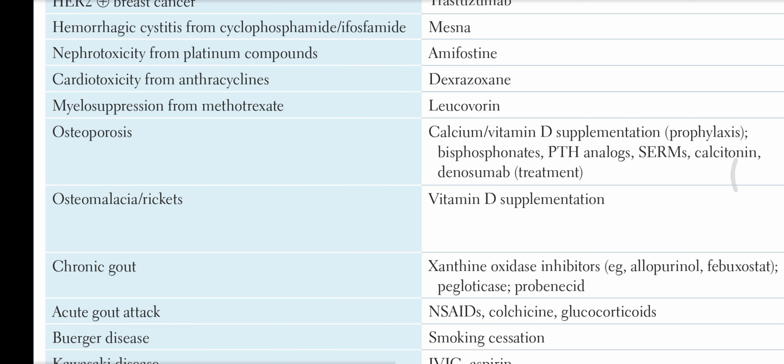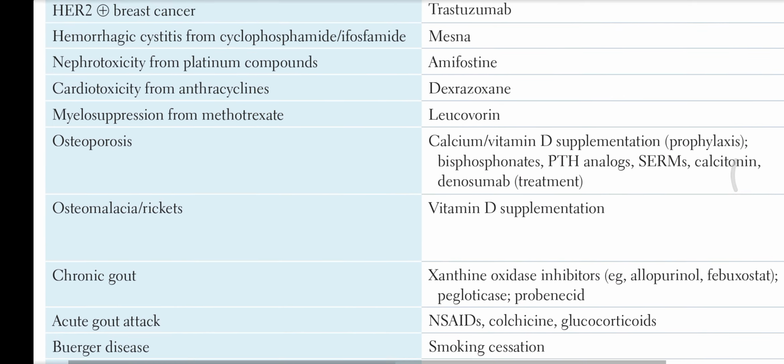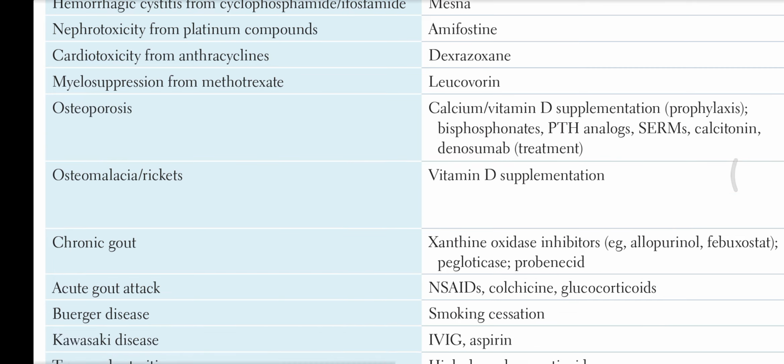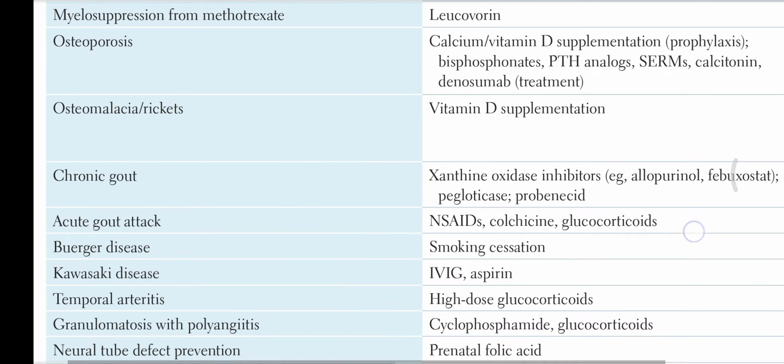Osteoporosis: calcium and vitamin D supplementation is given as prophylaxis. Treatment: bisphosphonates, PTH analog, SERMs, calcitonin, denosumab.